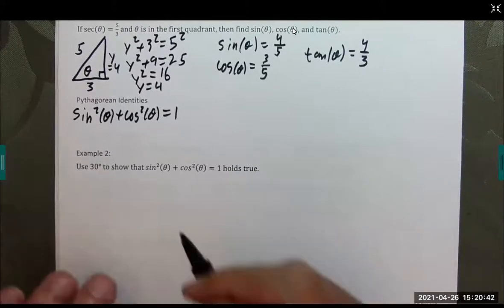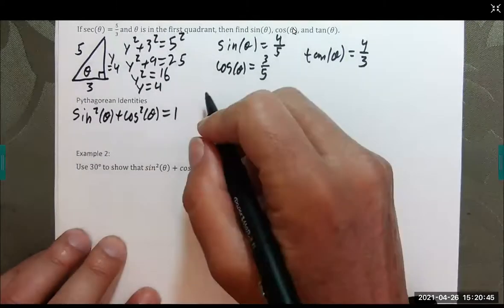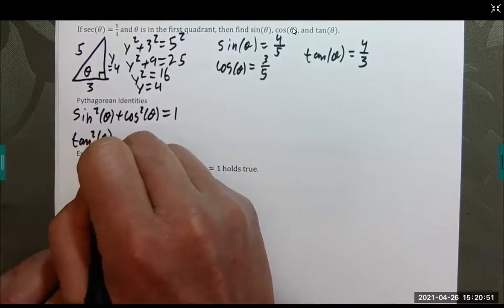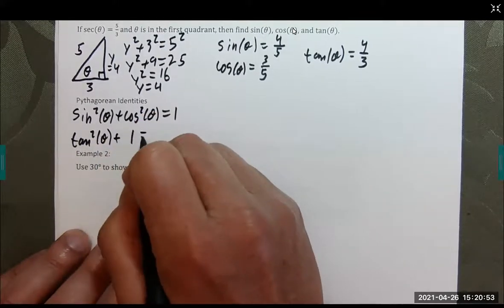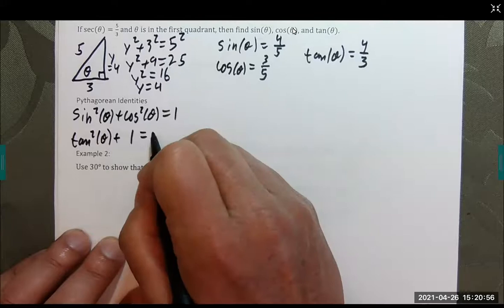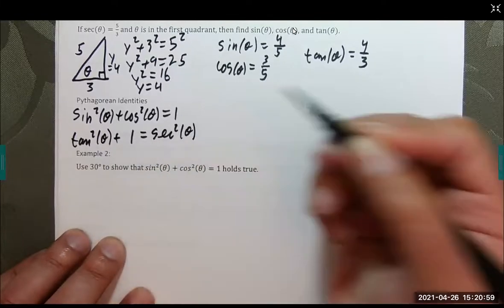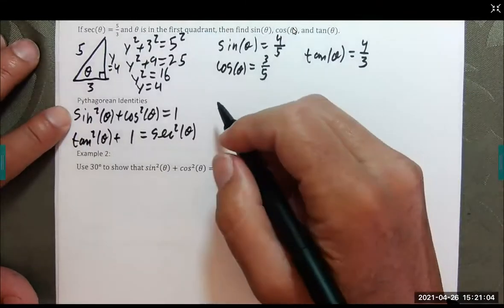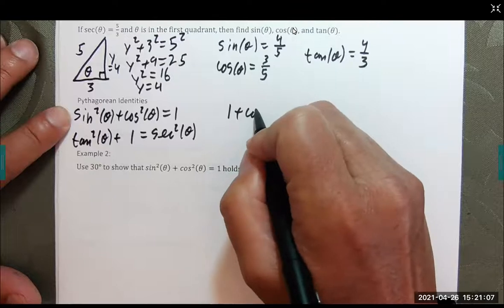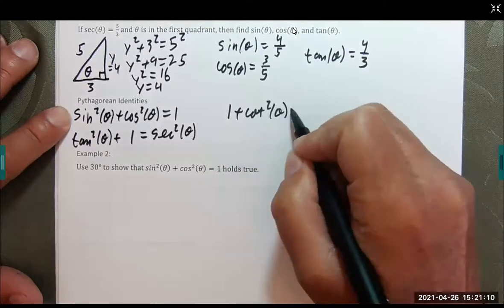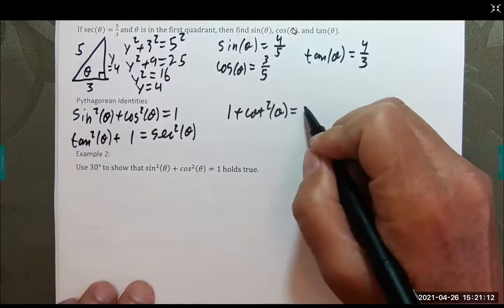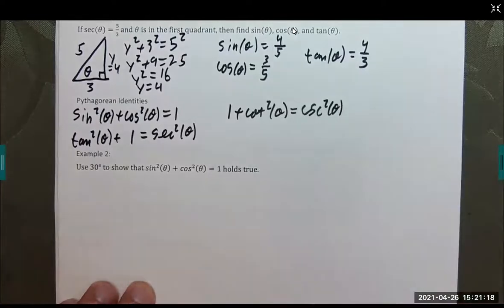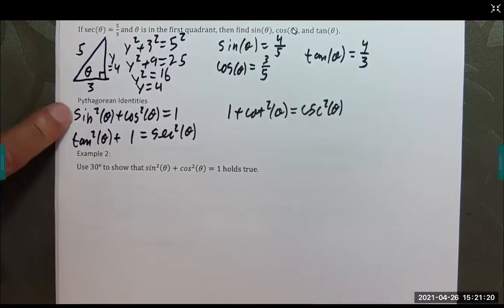Now, if I divide through by cosine squared, I get sine squared over cosine squared, which becomes tangent squared theta, plus 1 equals, and 1 over cosine is secant, secant squared theta. And if I were to divide through by sine squared, I would end up with 1 plus cotangent squared theta equals 1 over sine squared, and 1 over sine is cosecant. So here are 3 trig identities. Again, realistically, we use this one a lot.